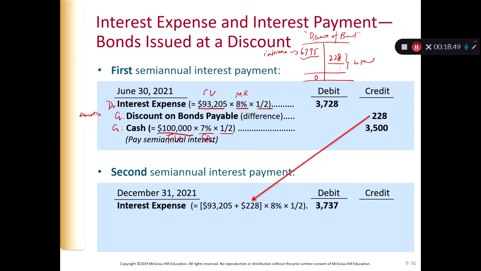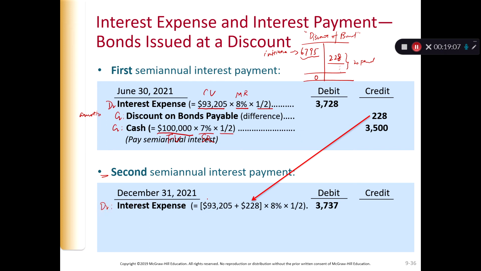And if you put it into a T account, you will see the initiation of the discount on the bond is on the debit side, and each period is crediting a piece out of it, right? Okay, so the second semi-annual interest payment is the same thing.